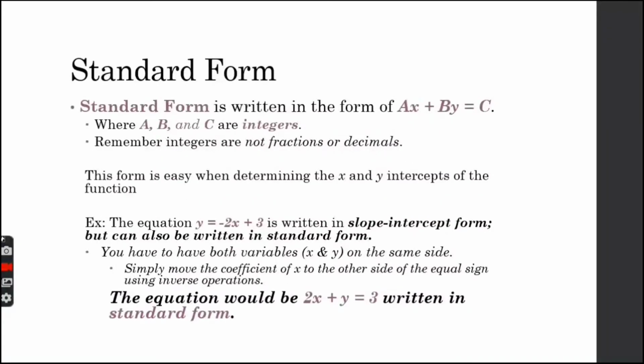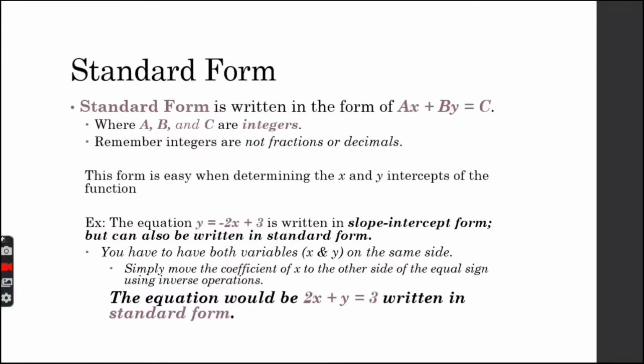Now, this is something new. Standard form. This is what you're going to be learning next year in algebra. So standard form is written in the form of ax plus by is equal to c, where a and b are your x and y intercepts. So this form is useful when they give you an x and y intercept. Remember that a, b, and c, which are your values in the formula, are going to be integers. Integers are not fractions or decimals, so it's positive and negative whole numbers.